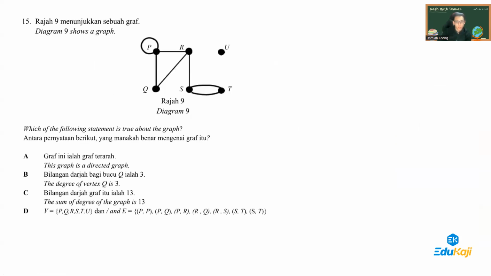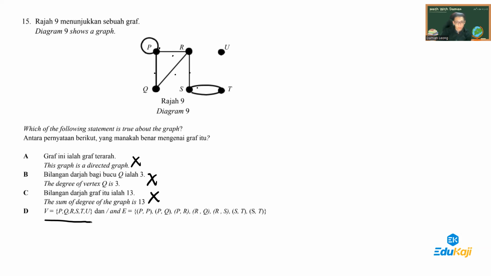Question 15. Which is true regarding this graph? First one, this directed graph, that is wrong. Directed should have an arrow pointing the direction. Degree of vertex Q. Q here, degree is 3, which is wrong. There's only 2 lines connecting to it, so it should be 2. Sum of degrees of the graph is 13. Sum of degrees is the number of edges times 2. 1, 2, 3, 4, 5, 6, 7. 7 times 2 is 14. 13 is wrong.